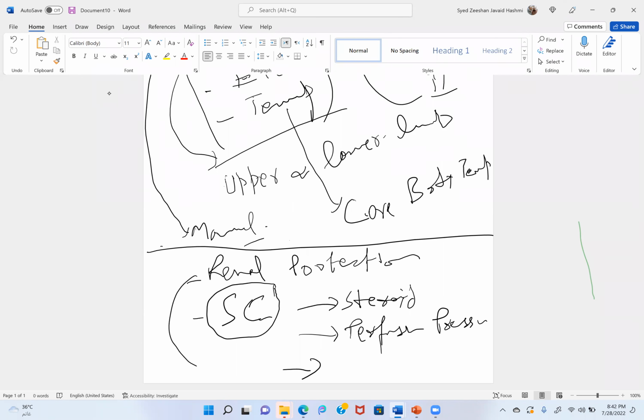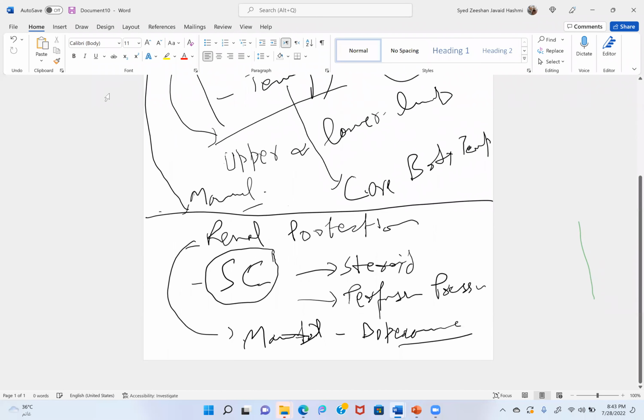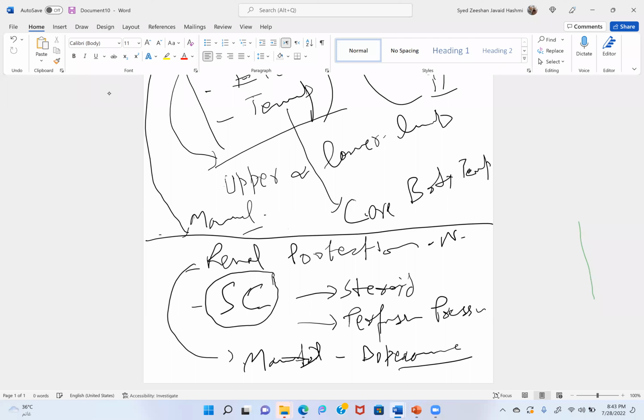So for renal protection, what you can do? Mannitol. There is a medication called fenoldopam. It is being used some times. And another medication for renal protection, what is that? N-acetylcysteine. Okay. So it's a free radical scavenger. So these are the things.